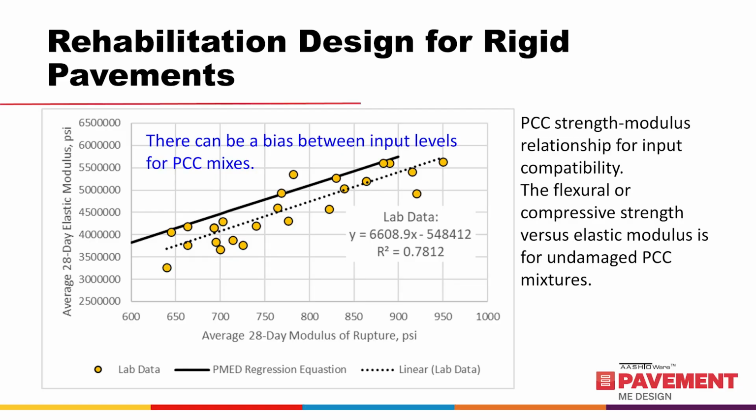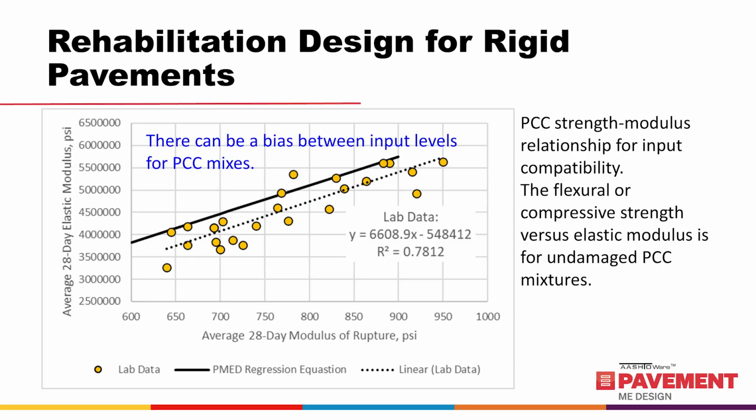The graph displayed on this slide includes the relationship between the average 28-day modulus of rupture and average 28-day elastic modulus of PCC mixture that is included in the PMED software as displayed by the solid black line. The data points displayed in the graph are actual values measured in the laboratory for a range of PCC mixtures for an agency. As displayed, there is a consistent difference between the two.